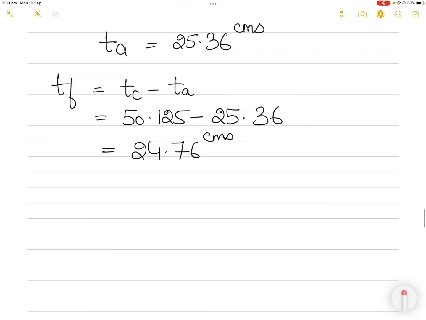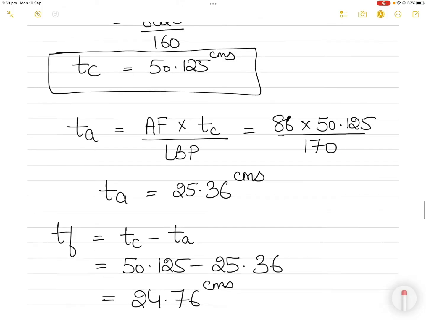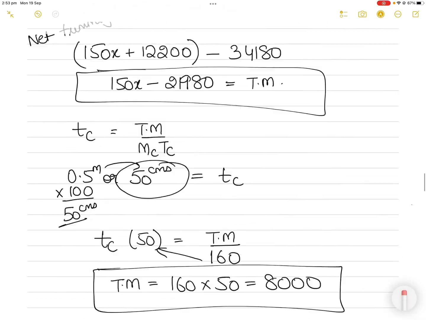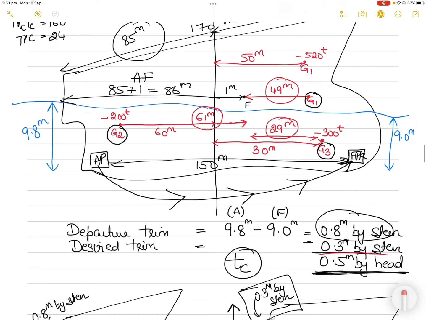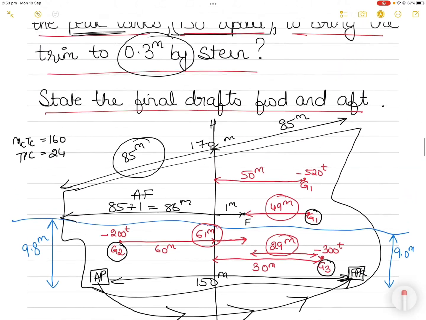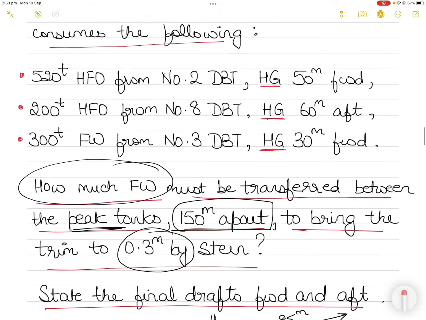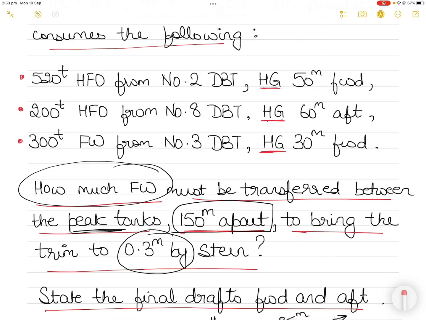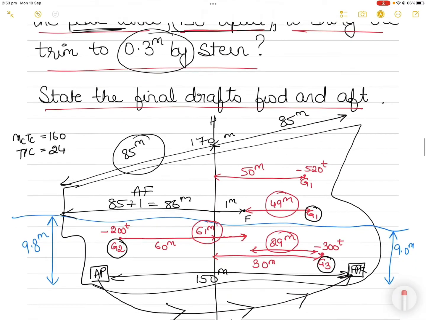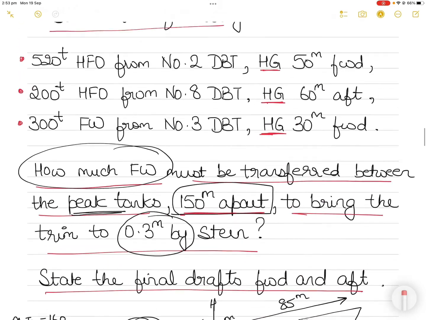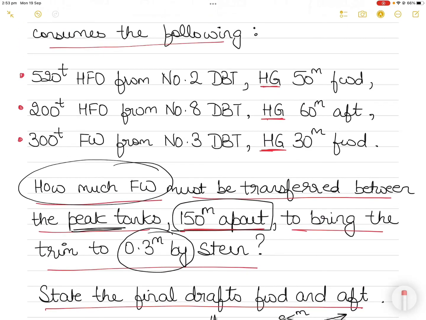So you can see I have calculated TA and TF, but you see there is a lot of weight being consumed from the vessel, right? So you are consuming 520 tons of HFO, then again 200 tons of HFO, then 300 tons of fresh water. All this weight being consumed is making the ship overall lighter as well. So you have to calculate that effect as well. There will be an overall effect on the vessel because of the weight that is being consumed.